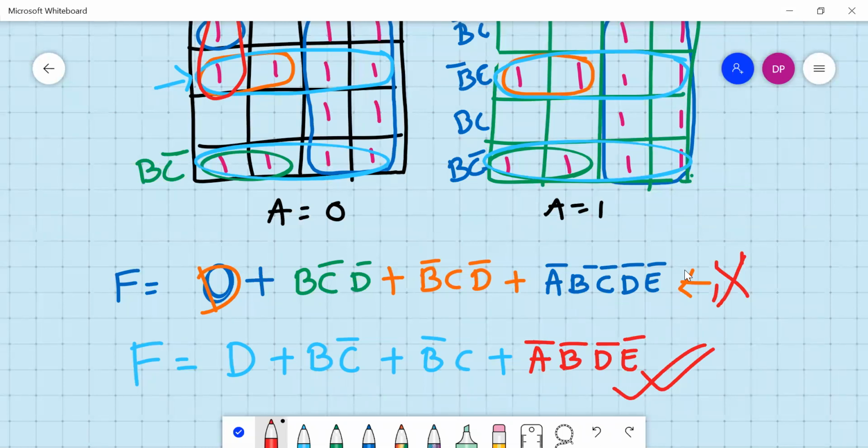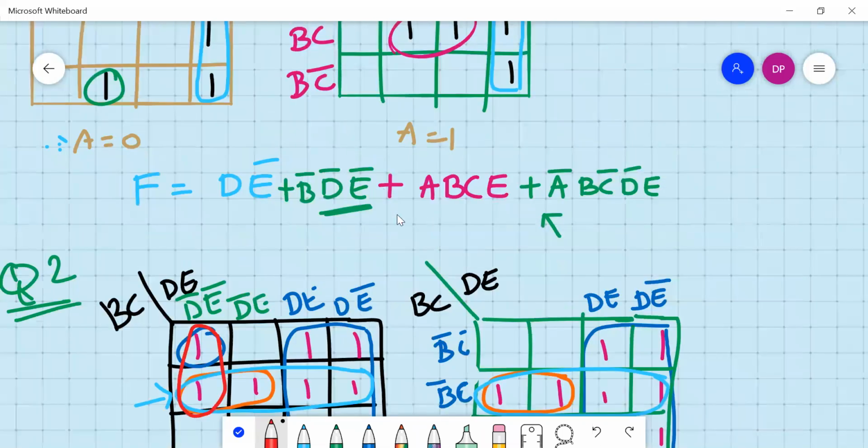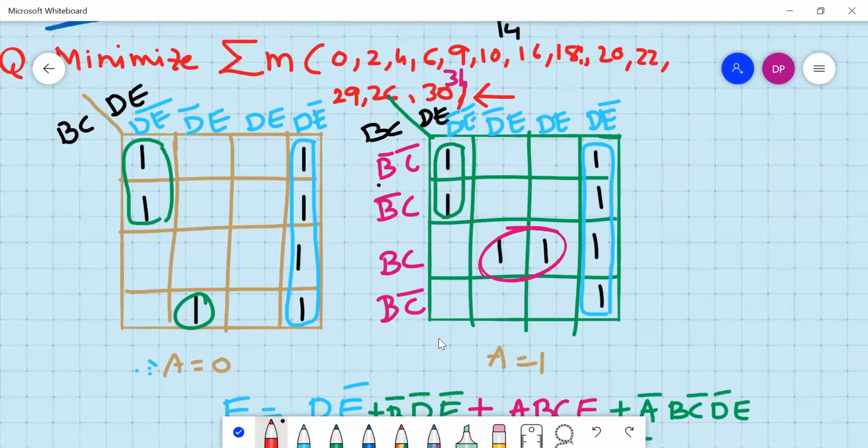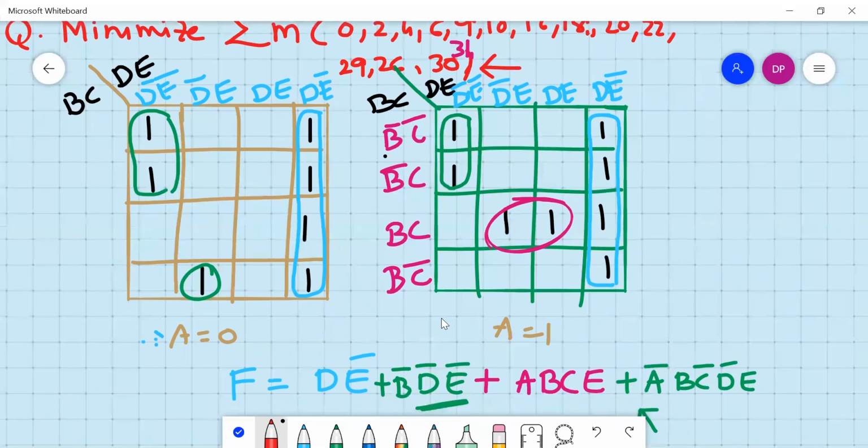So I guess in the earlier one also we have made some sort of error. Let's find out. No, I guess we are correct here. This is a single one, not forming a group with anyone. So this is correct.